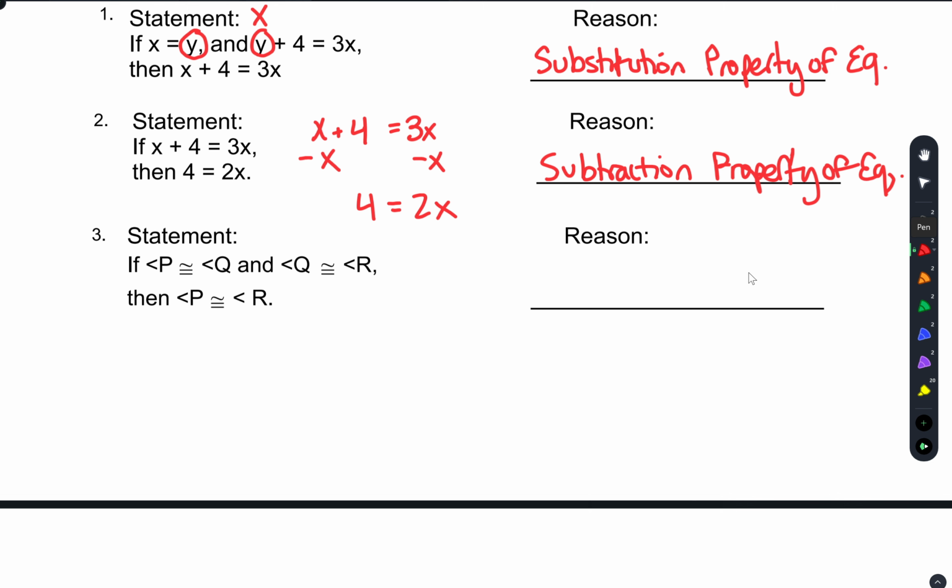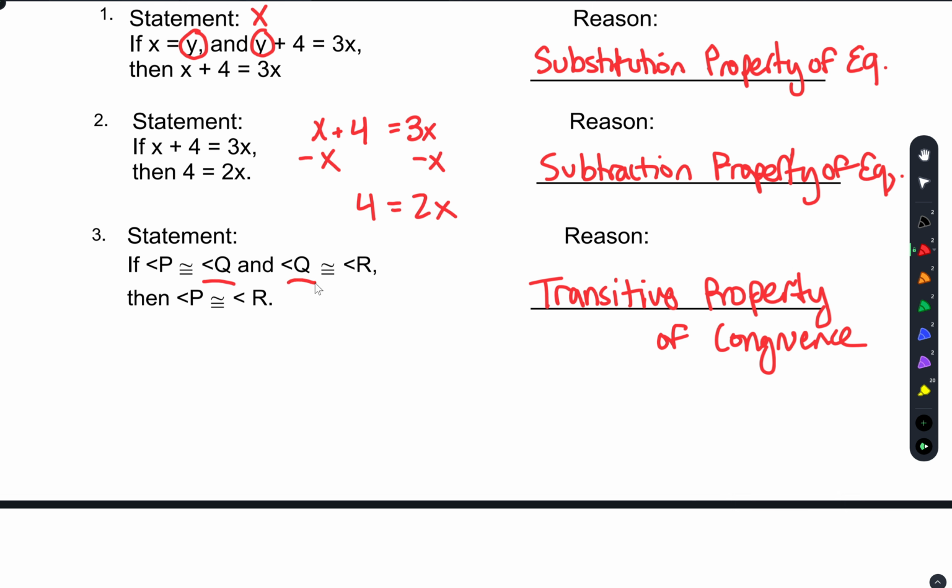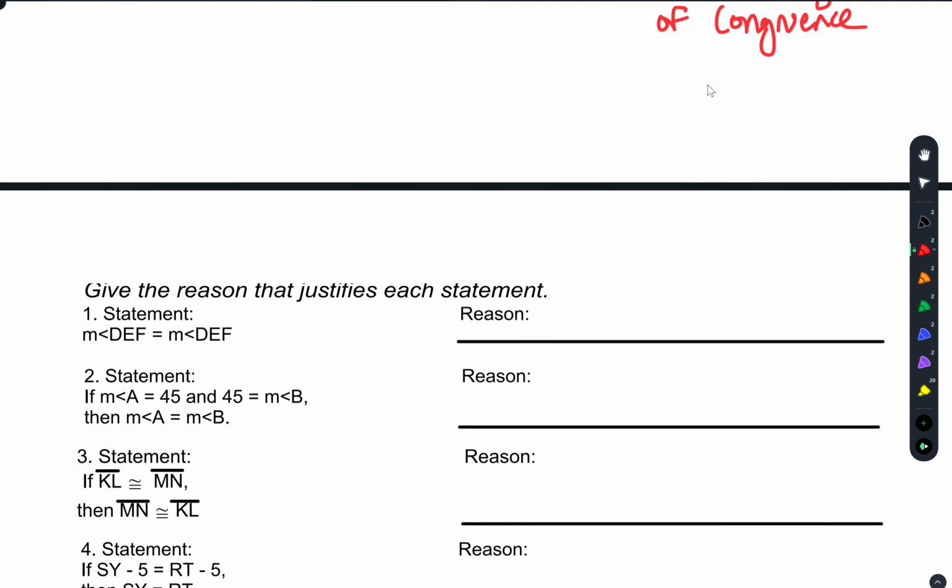What about number 3? Any guesses on that one? Gabby? Property of what? Equality or congruence? Yeah, I see congruent symbols. It must be congruence. I'm cutting out that middle man. P is congruent to Q. Q is congruent to R. Therefore, the 2 on the ends, P and R, must be congruent to each other. Any questions on that? Okay, flip it over.